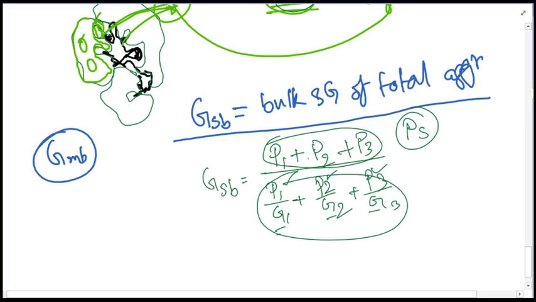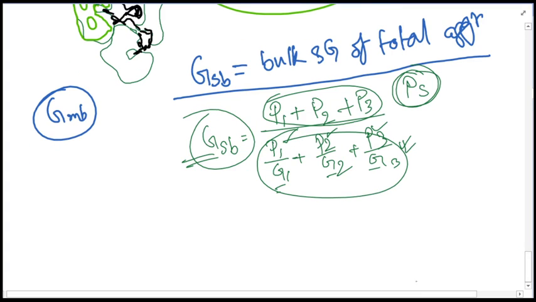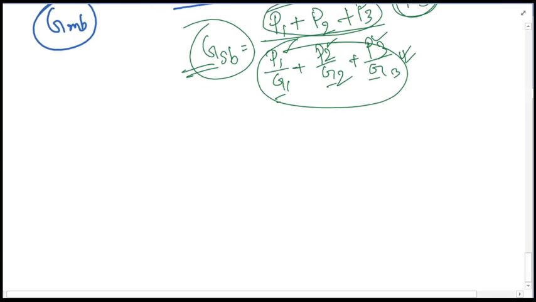The total PS divided by the total volume gives us GSB, which is nothing but the bulk specific gravity of the total aggregate. So you can use this formula as well. We will learn some further formulas regarding this while showing the experimental calculations afterwards. Now we will get into our experiments.